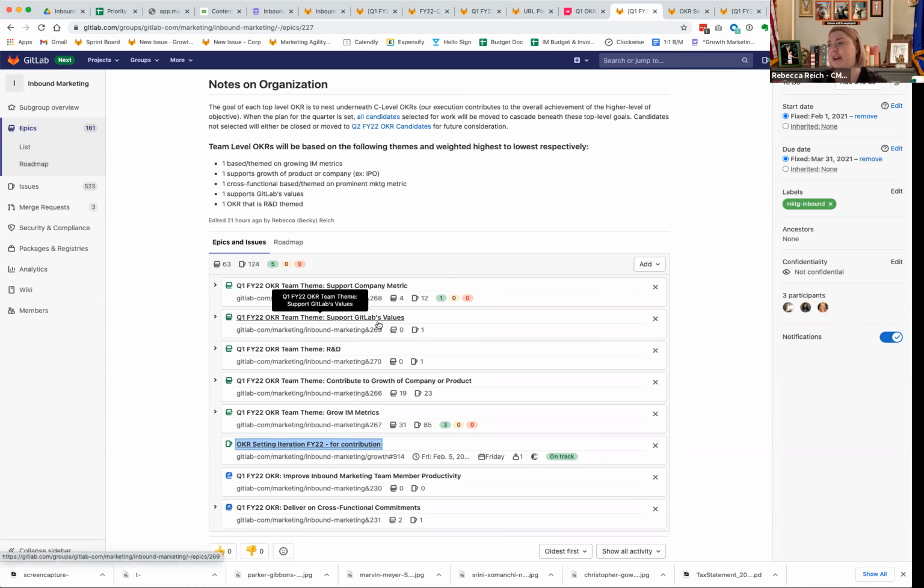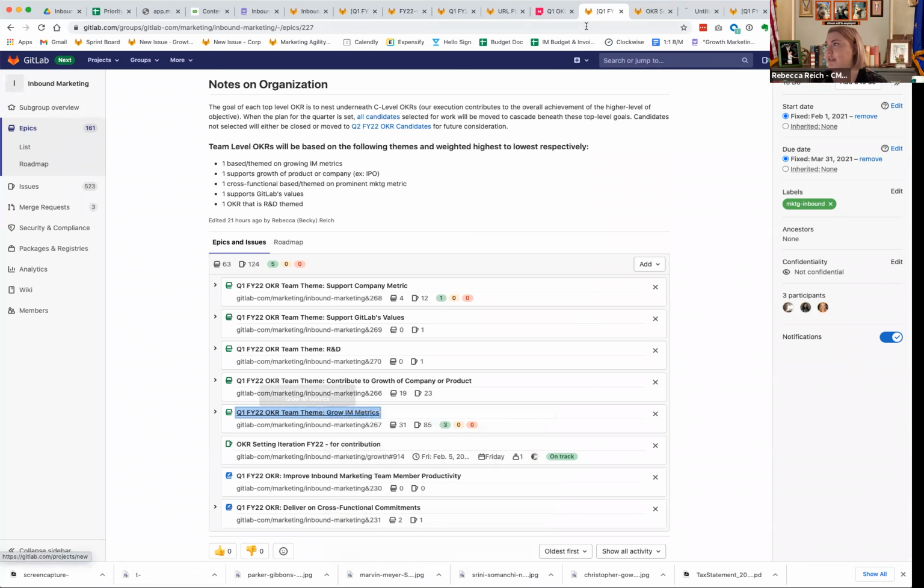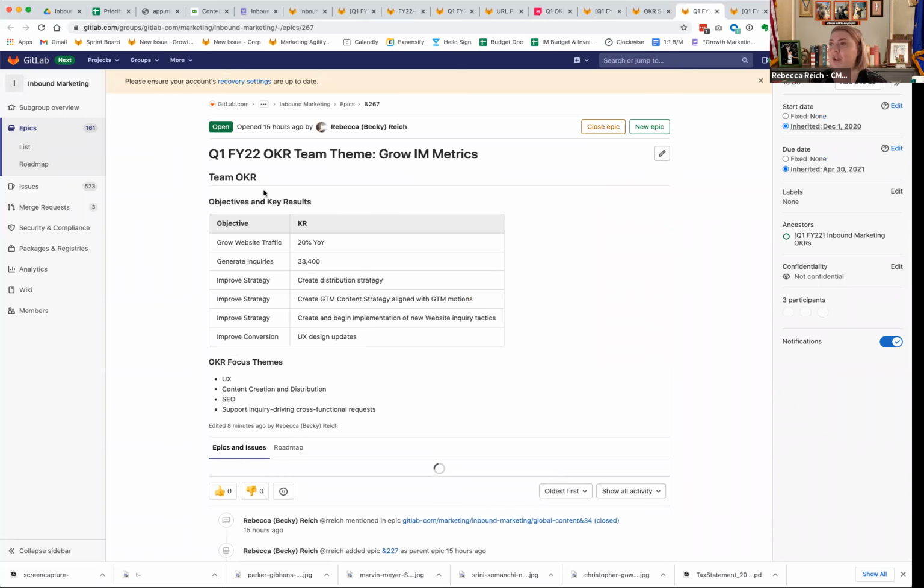And then we have GitLab values and R&D. So right now there's one issue under these that would be promoted to an epic, and that's just because of time and resources. We would love to do more of these things, but we just don't because we have to fulfill our commitments and hit our numbers in inbound marketing.